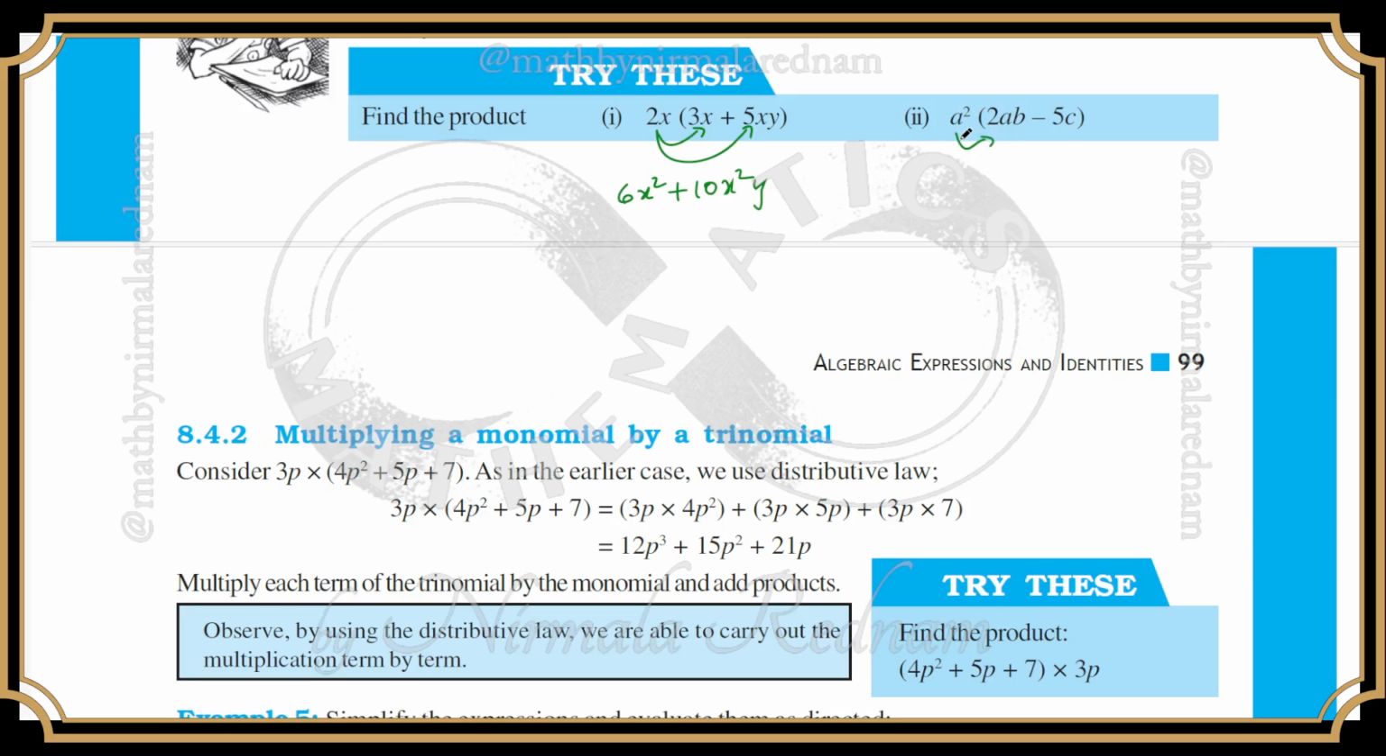So similarly, if I have this, a square into 2ab is 2a cube b, right? And then a minus sign here because I have a minus here. Coefficient 5, a square c. Okay, so this is how we are going to be multiplying.